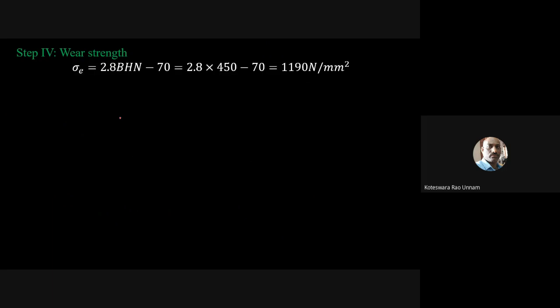Then this is the formula for sigma E, because you need to calculate K also. In the wear strength formula, K is there, and for that you require sigma E. The sigma E formula is 2.8 times BHN minus 70. He has given the BHN value, which is 450. If I substitute it, I get 1190 Newton per mm square.